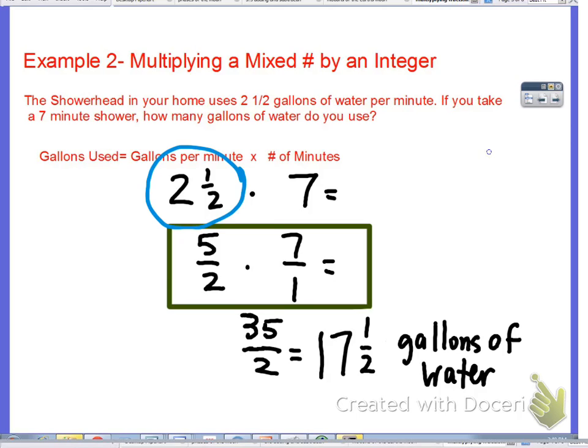I'm looking across to see if I can cancel anything out, and I can't here. So now I'm just going to go and multiply. 5 times 7 was 35. 2 times 1 is 2. But here I have an improper fraction. When I'm finished, I'm going to change it back to my mixed number. So here my answer would be 17.5.